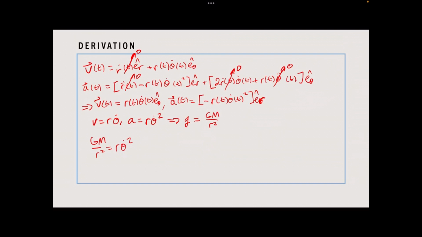Now what we can do here is we divide everything by r, so then we get GM over r cubed, take the square root. This is theta dot. Let's go ahead and mark this, because this is a pretty useful term too.